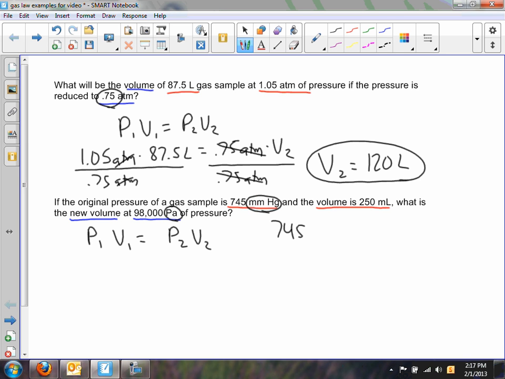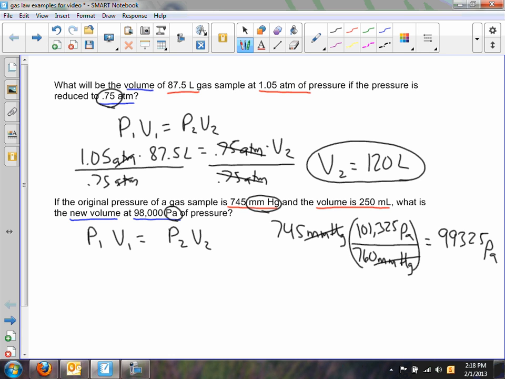So I'm going to take the first one, 745 millimeters of mercury, and change that into how many pascals there are. I know there's 760 millimeters for every 101,325 pascals. Millimeters cancel out. When I multiply that together, I get 99,325 pascals.